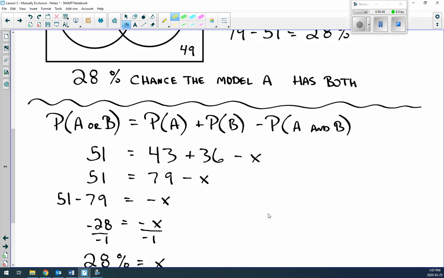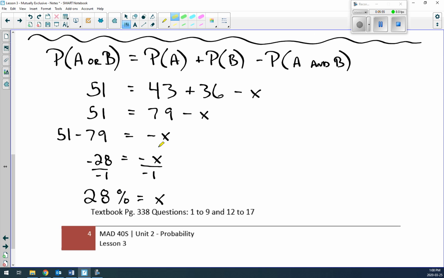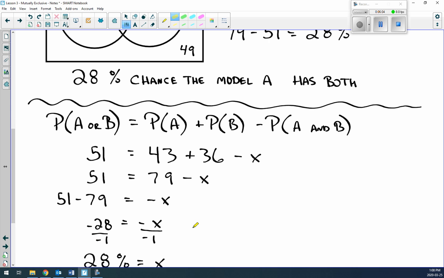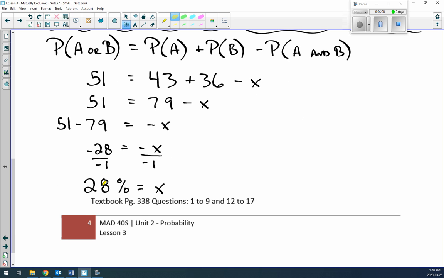Well, this is just basic algebra, right? Collect your like terms here, the 43 and the 36. How do we get rid of the 79? Subtract the 79. Well, we have a -1 in front of the X. How do we get rid of that? Divide both sides by -1. We end up with 28% equals X. And that's what we calculated on the above one, but that was with a Venn diagram, and this one's with the formula. You can do, again, either way.